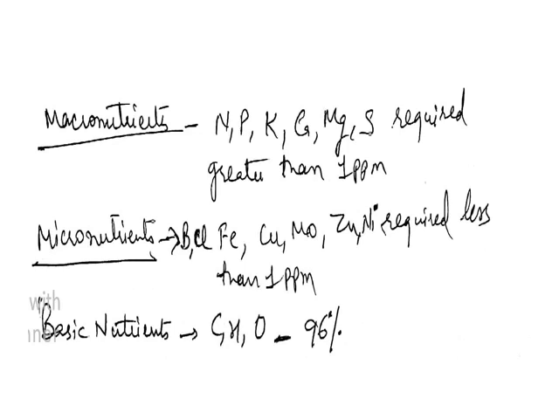The micronutrients required in a lesser amount are boron, chlorine, iron, copper, molybdenum, zinc, nickel, etc. The basic nutrients are always the same: those required in a very high amount, 96%. Carbon, hydrogen and oxygen are the basic nutrients required by the plant in a very high proportion, that is 96%.